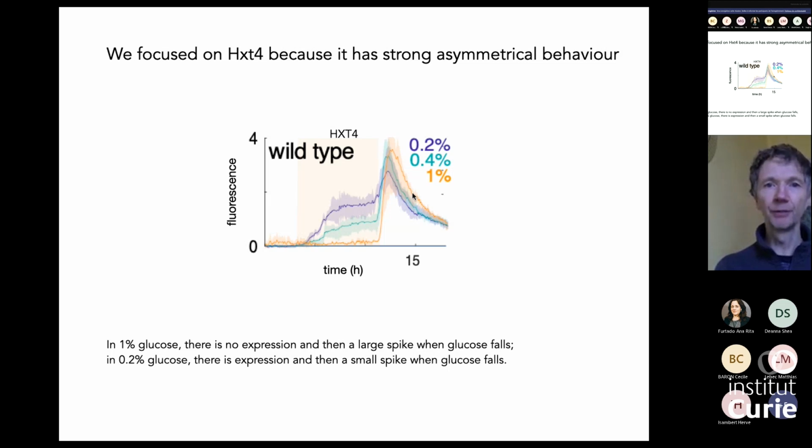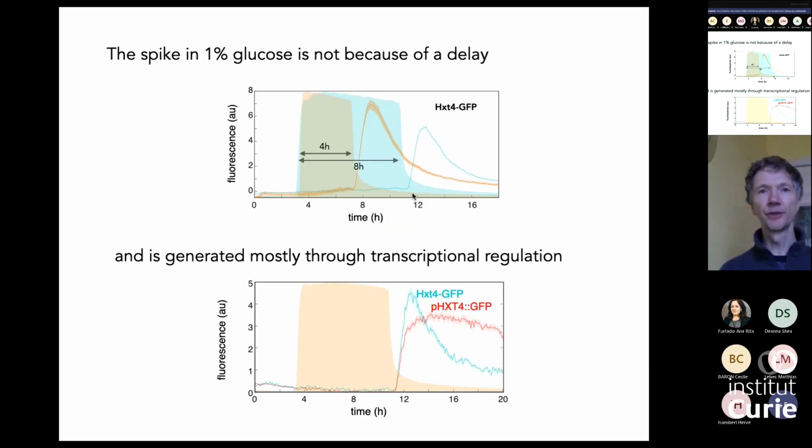So we have this. So, a few control experiments first. The spike that we see in the 1% glucose, that's this orange behavior with the orange glucose, is not because of a delay, you might imagine. Before we had 8 hours in glucose, and we have a spike here, but if we make the time in glucose shorter, we also see a spike. So it doesn't appear to be because of the amount of time in glucose, which by coincidence we picked in a certain way.